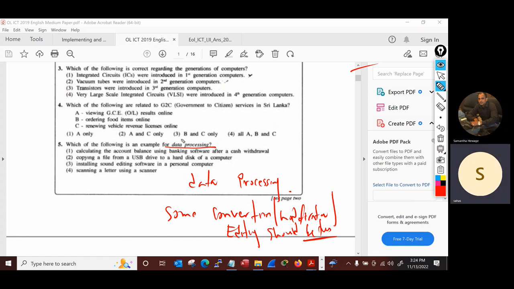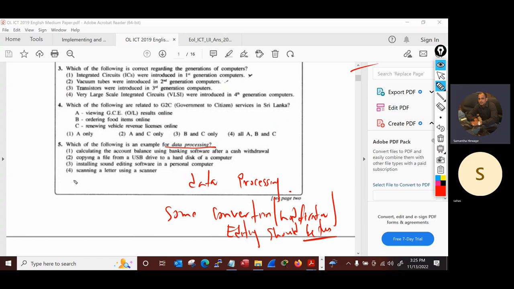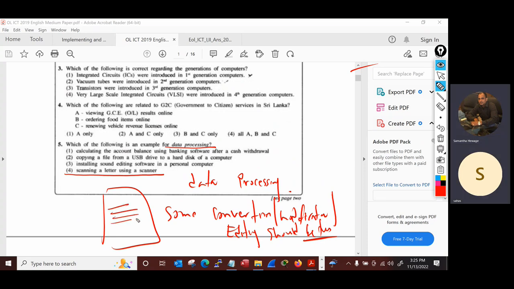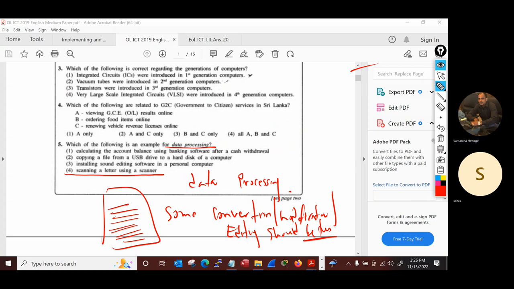But here, scanning the letter using the scanner, it's just scanning. There's no processing, no? It's not involving any data processing. Installing some editing software in a personal computer is just a software install, not data processing. Copying the file from the USB drive to the hard disk is just a copy, it doesn't affect any data changing or modification, right?